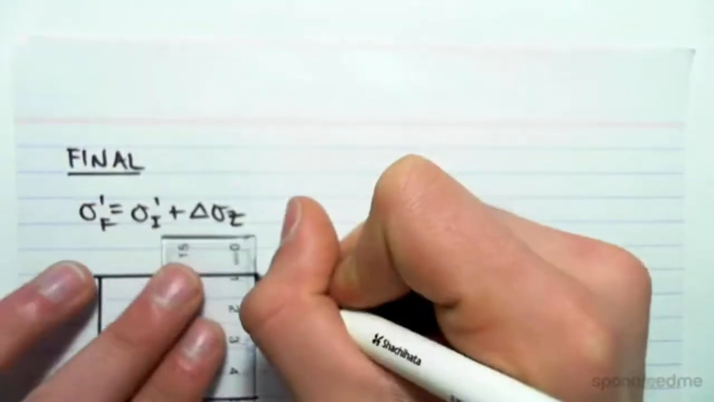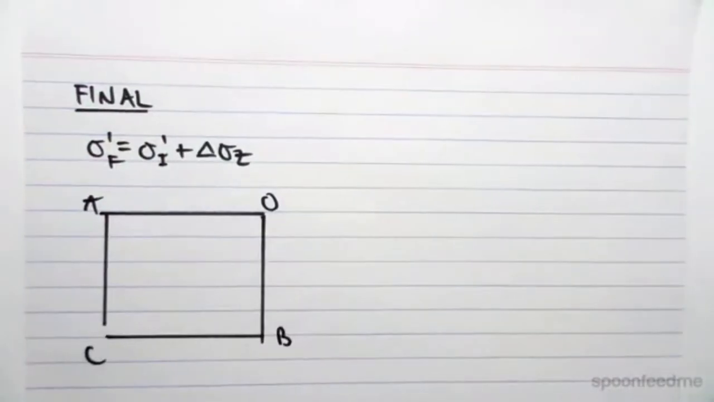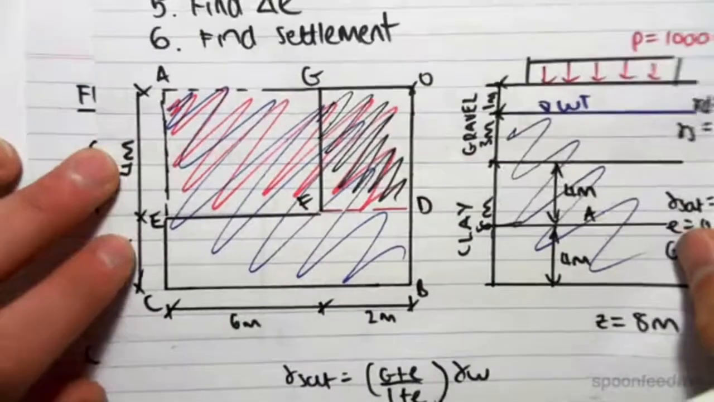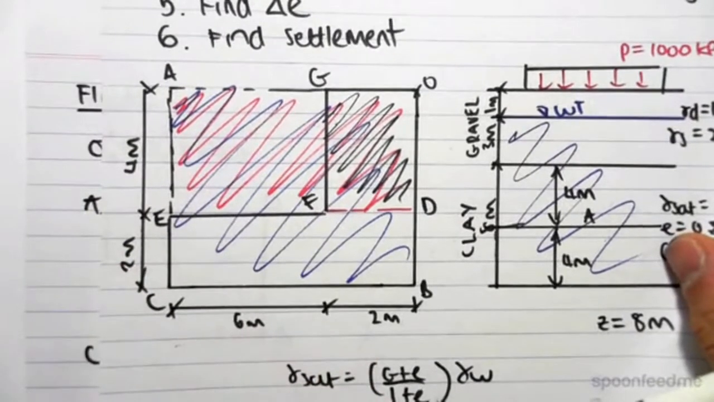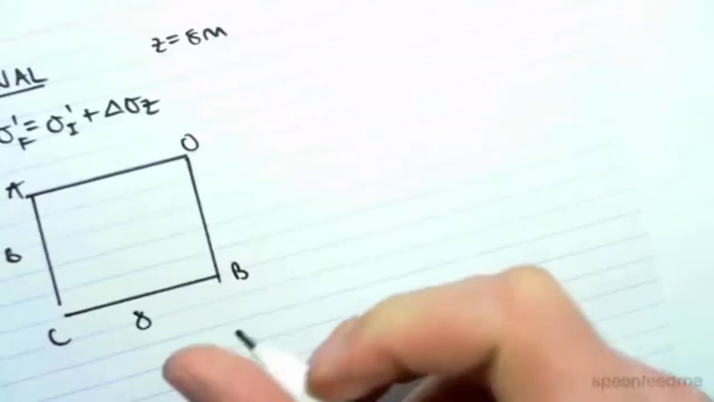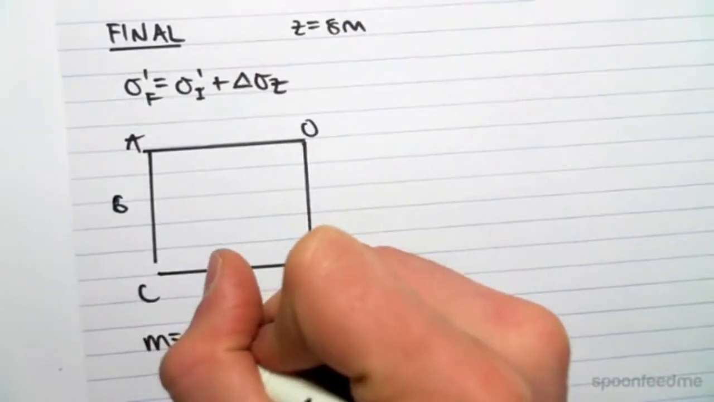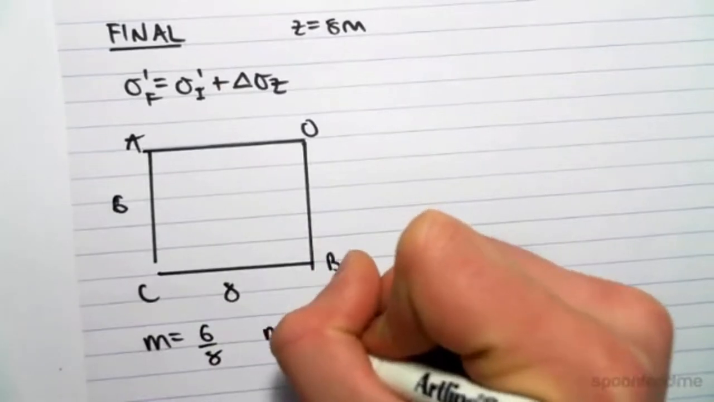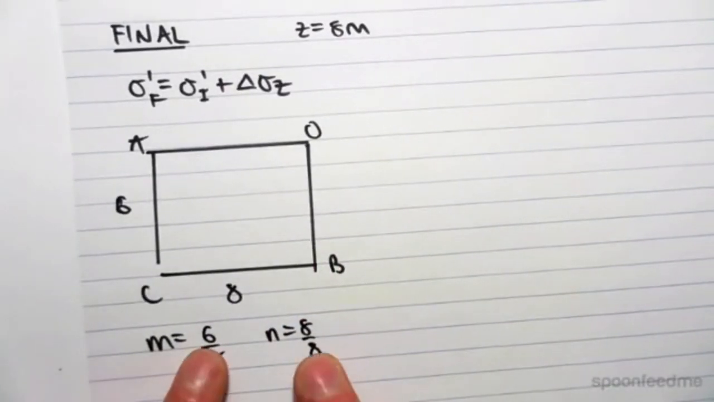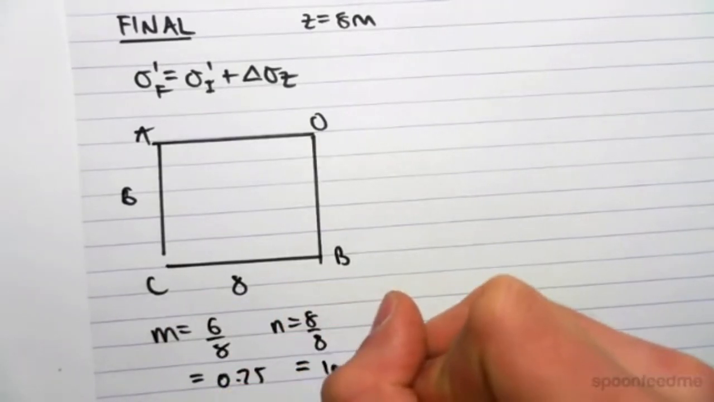So let's do the big rectangle. This big rectangle was AOBC. It had dimensions 4 plus 2 would be 6, by 6 plus 2 is 8, so 6 by 8. And we know that Z is at 8 meters, so we can find M, which is the length or the breadth divided by Z. So let's do 6 on 8, and N will be 8 on 8, where 8 is the depth in both cases, and this is the breadth or length. It does not matter. This will give us 0.75, and this will give us 1.0.